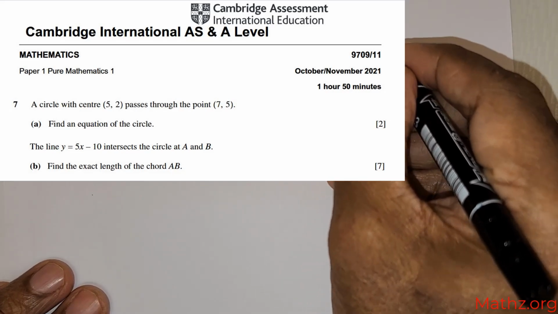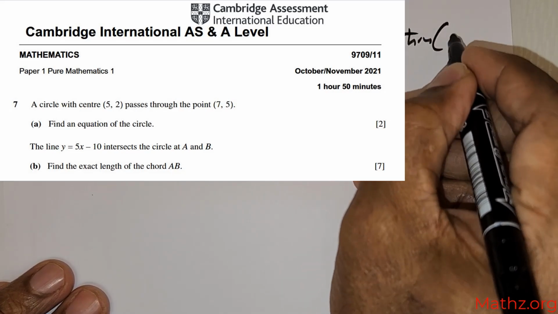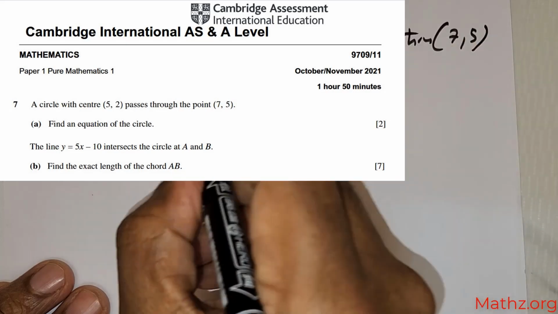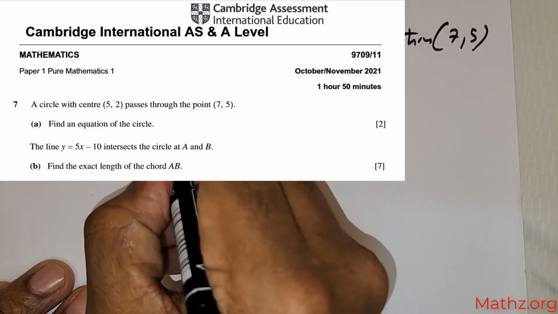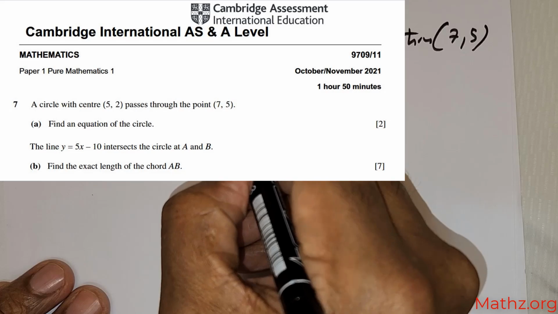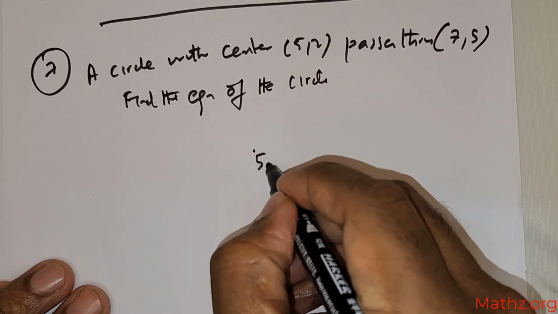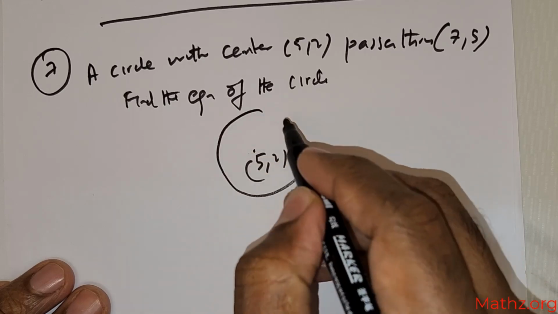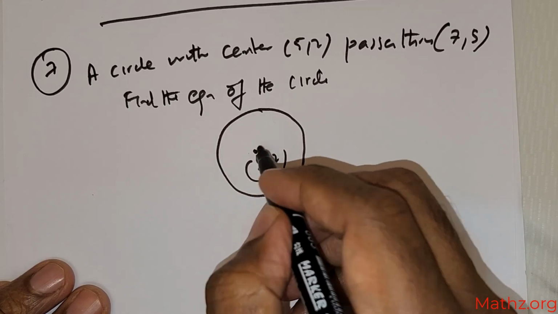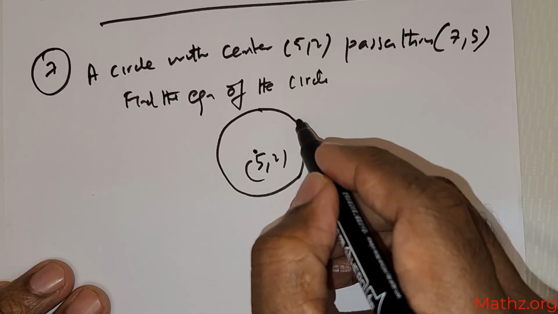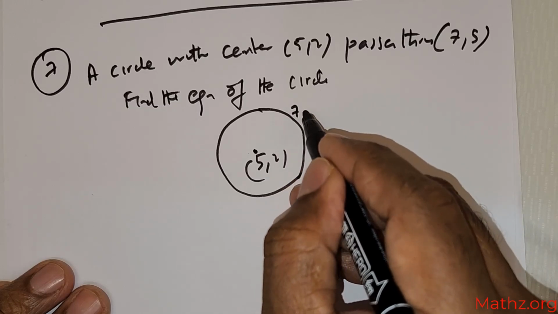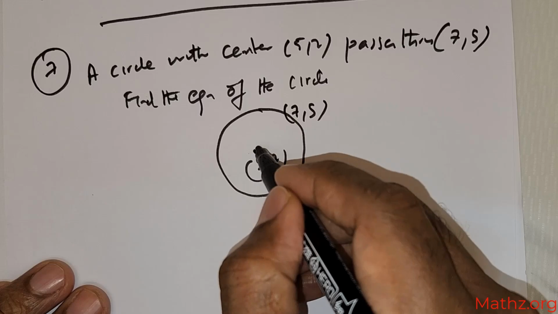To pass through 7, 5, we have to find the equation of the circle. Now this is 5, 2, and you have a circle, and the circle is actually passing through a point 7, 5.